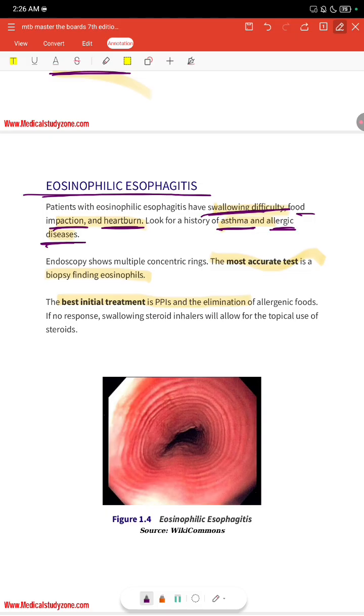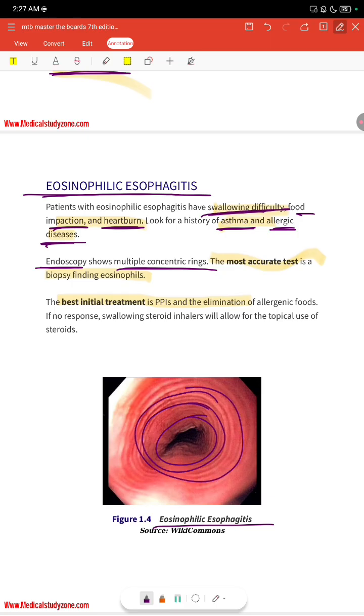Endoscopy shows multiple concentric rings like these. This is the pictorial presentation of eosinophilic esophagitis. You can see the multiple concentric rings. The most accurate test is what? Biopsy finding eosinophils. So you would go for biopsy, and the finding of that biopsy will show the presence of eosinophils. That will give you a clue that it is eosinophilic esophagitis.